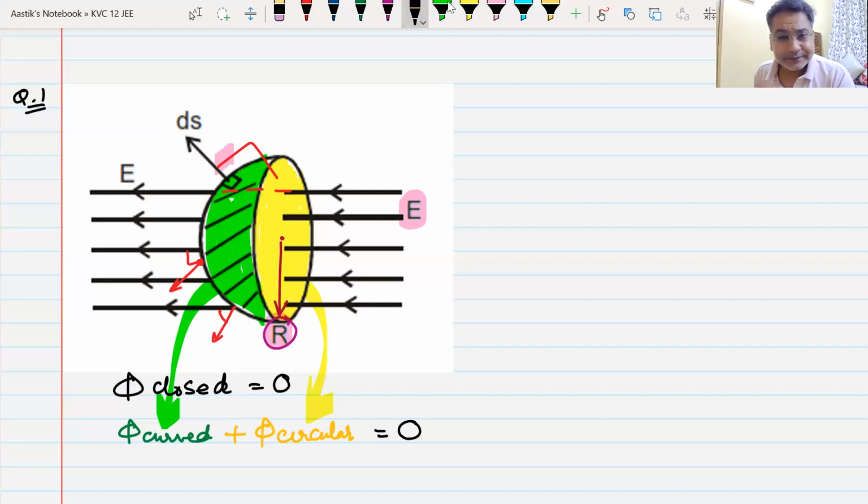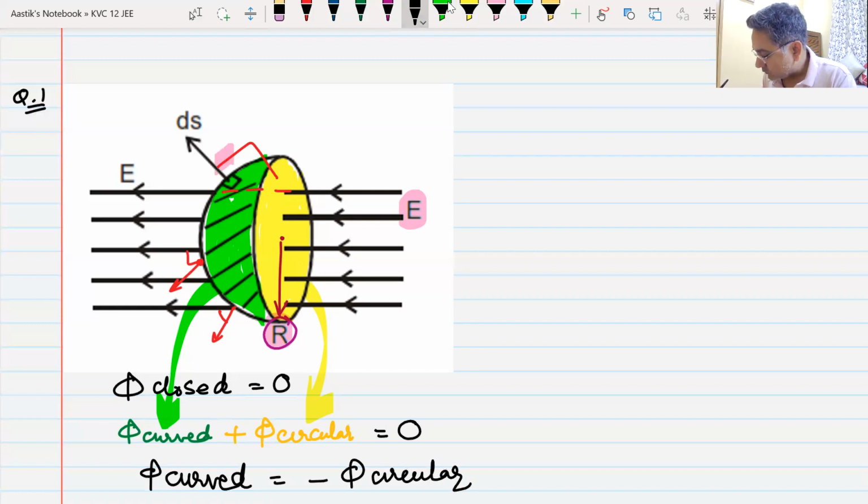Do we understand this? Now I have to find the flux through the curved part, which is a difficult task because the angles are different, but I can very easily find the flux through the circular part. So I can write flux through the curved part will be negative of flux through the circular part. Do we understand this? To find the flux through the circular part is very simple. The electric field is going like this, and the area vector is going the opposite way, so the angle between the area vector and electric field is 180 degrees. Do we understand this?